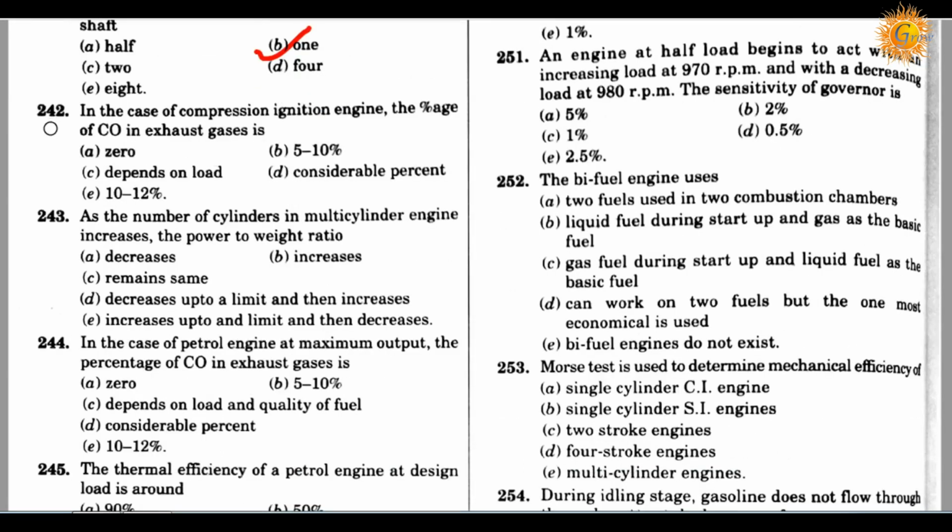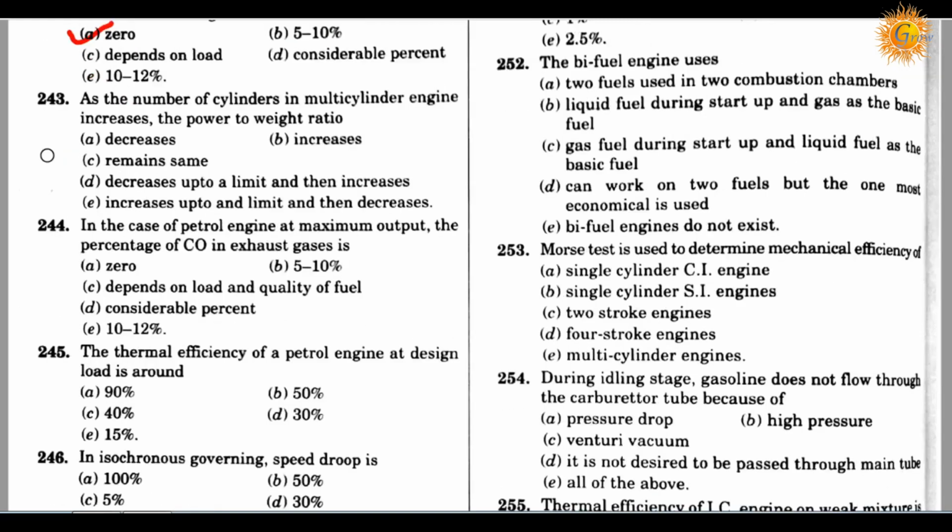Question number 242. In the case of compression ignition engine, it means CI engines, the percentage of carbon monoxide in exhaust gas is option A 0, option B 5 to 10%, option C depends on load, option D considerable percent, option E 10 to 12%. Correct answer is A. It will be 0.